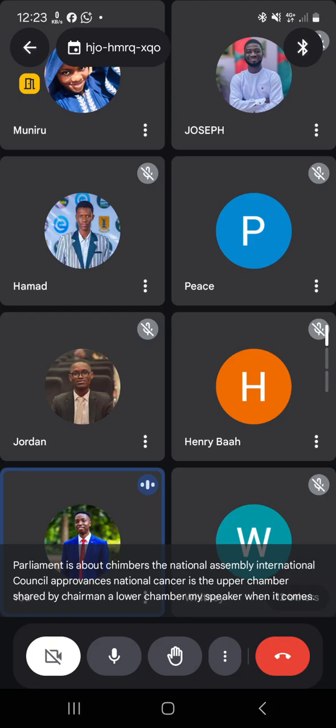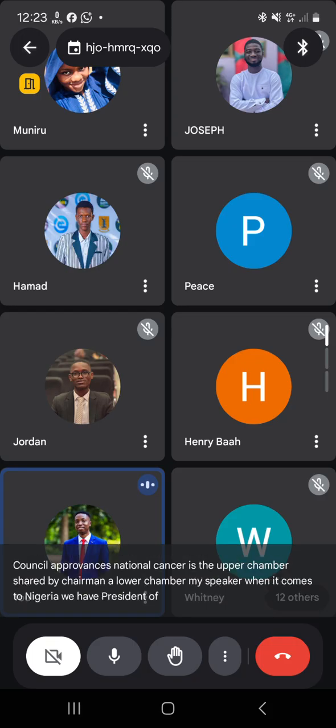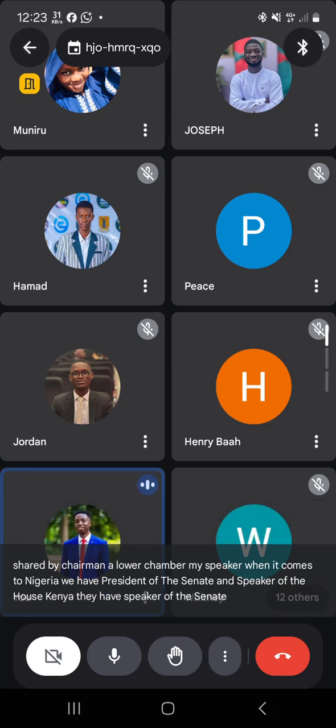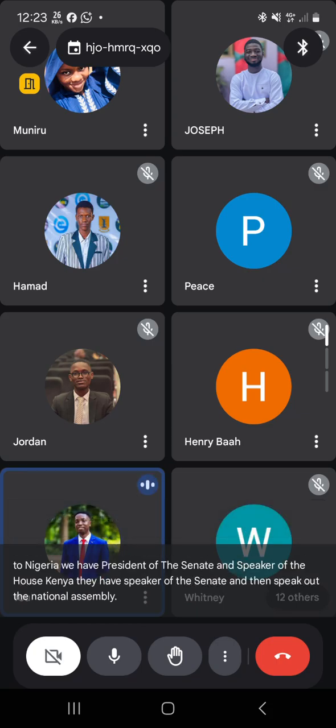When it comes to Nigeria, they have president of the Senate and speaker of the House. Kenya, they have speaker of the Senate and then Speaker of the National Assembly. So it depends. It's just all the names.